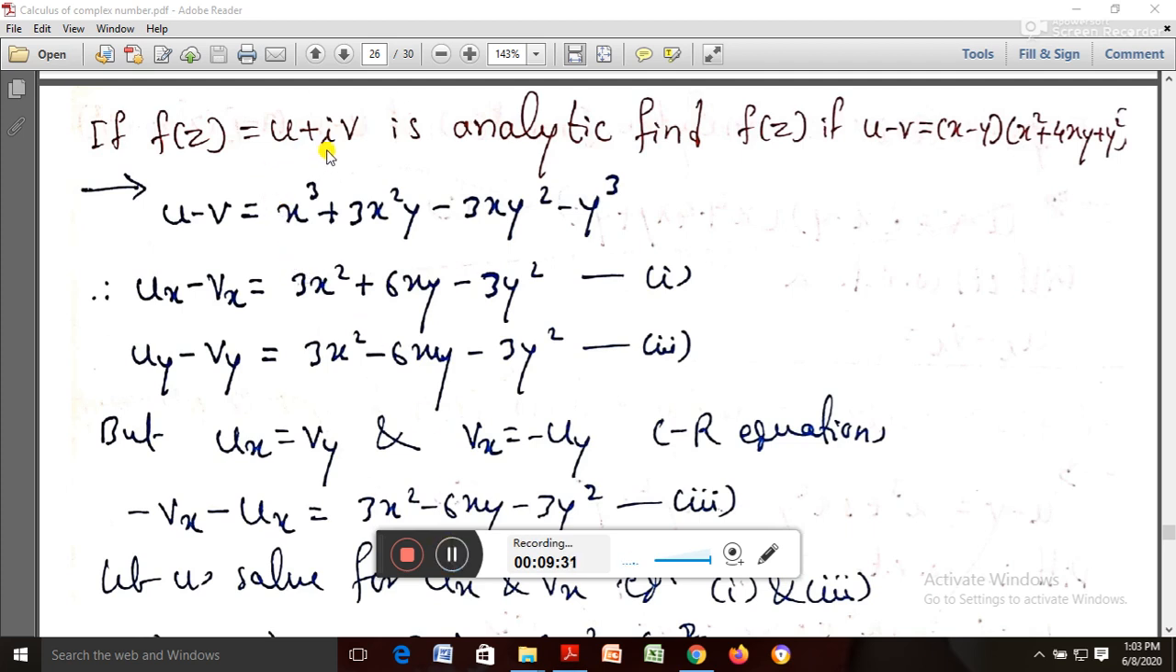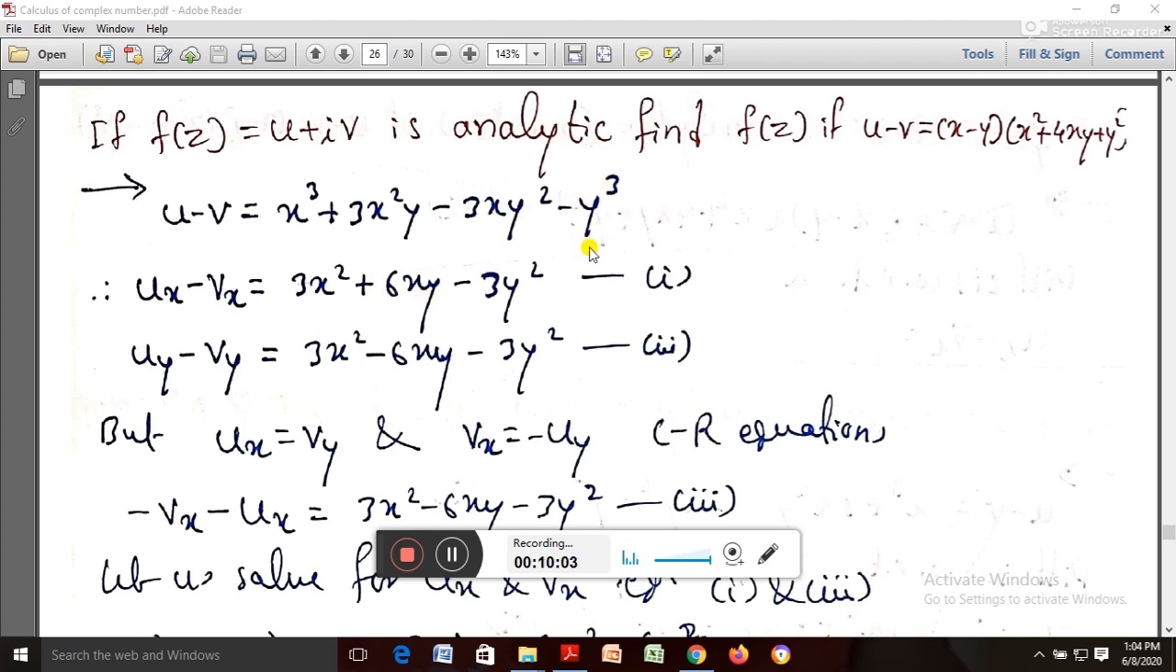If f of z is equal to u plus i v is analytic, find f of z if u minus v is equal to (x minus y)(x squared plus 4xy plus y squared). So here they have given that u minus v is equal to x cubed plus 3x squared y minus 3xy squared minus y cubed. So differentiate with respect to x and y, we get ∂u/∂x minus ∂v/∂x equal to 3x squared plus 6xy minus 3y squared. Equation number 1.